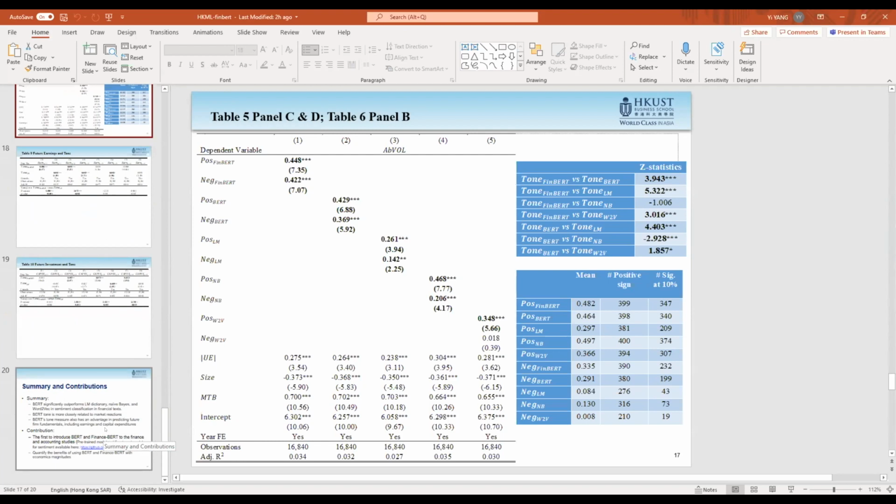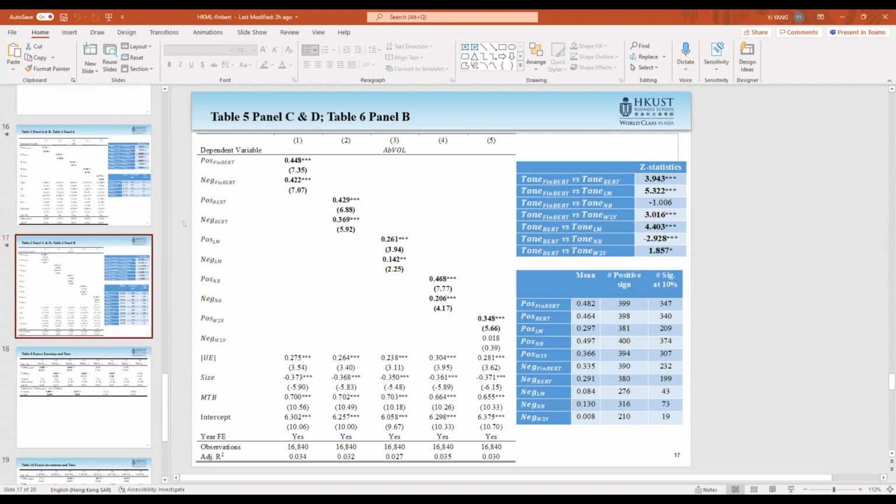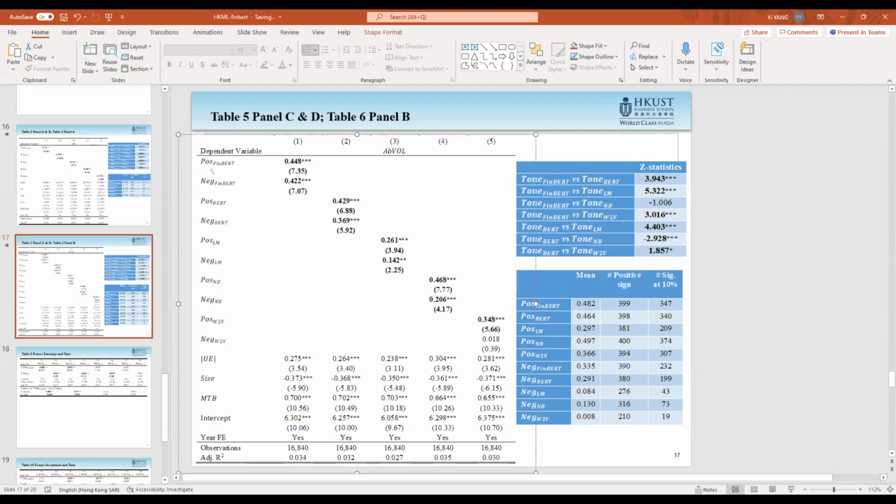That question says, is the precision of the signal the same for positive and negative news? Oh, that's a great question. You can see that here the dependent variable is abnormal volume. We don't use the tone here because prior research shows that abnormal volume is correlated with both positive news and negative news. So if you look at the table here, I would say no, the strength of the signal is different. The correlation is different. The positive sentiment derived from FinBERT has a coefficient of 0.448, while the negative coefficient is 0.422. So it's different.